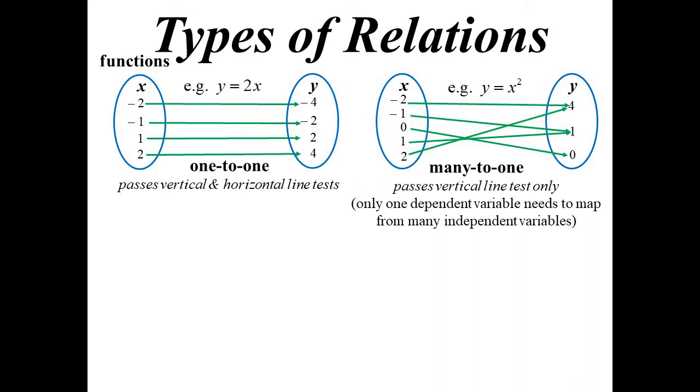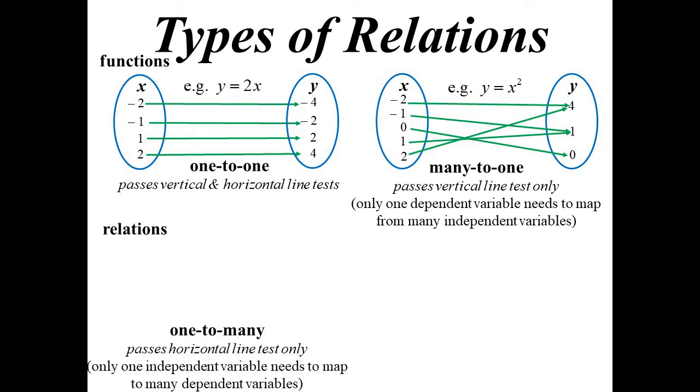Then we have the relations then, they're not functions, but relations. We then have one-to-many. So it's like the reverse of that last one there. So this one just passes the horizontal line test only. Now we don't have an example up there of one of those, but I suppose if we put a parabola on its side, so x equals y squared, that would satisfy a horizontal line test only.